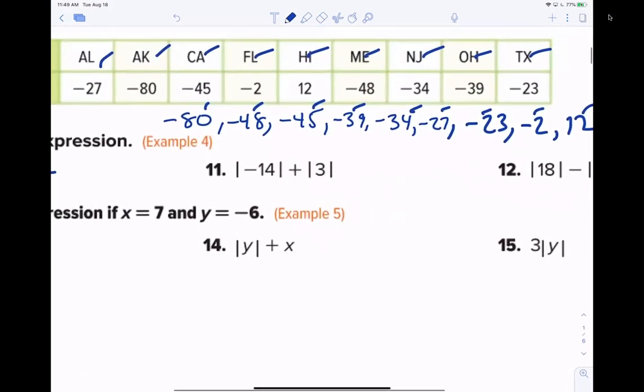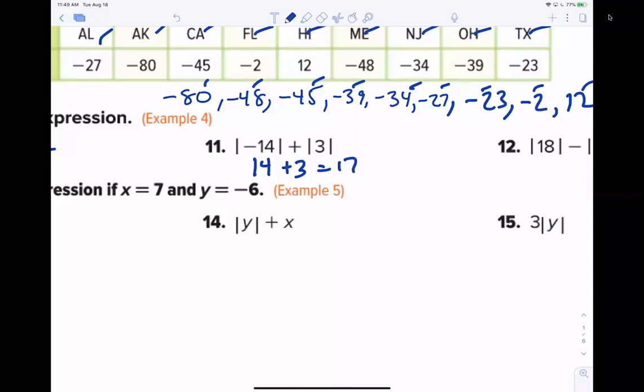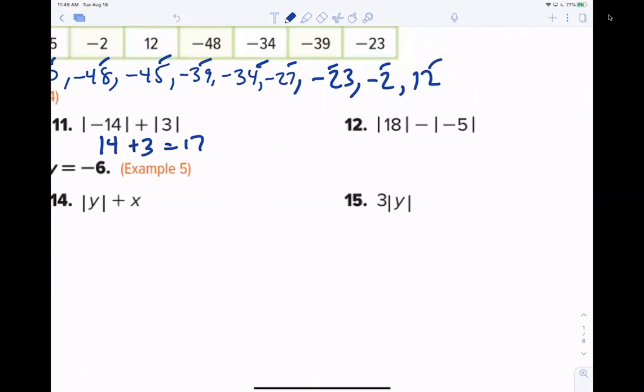Number 11. What's the absolute value of -14? Add 3 to -14. I want you to tell me what's the absolute value of -14. 17. No. Well, you're right, but just answer my question. What's the absolute value of -14? 14. Yes, sir. What's the absolute value of 3? 3. Now you understand me, right? Is that good? All right, Ashley, you're up, kiddo. Tell me what's the absolute value of 18? 18. What's the absolute value of -5? 5. What's 18 minus 5? 13. We are awesome. Thank you so much. Good job. Let me know if I'm not clear, okay?